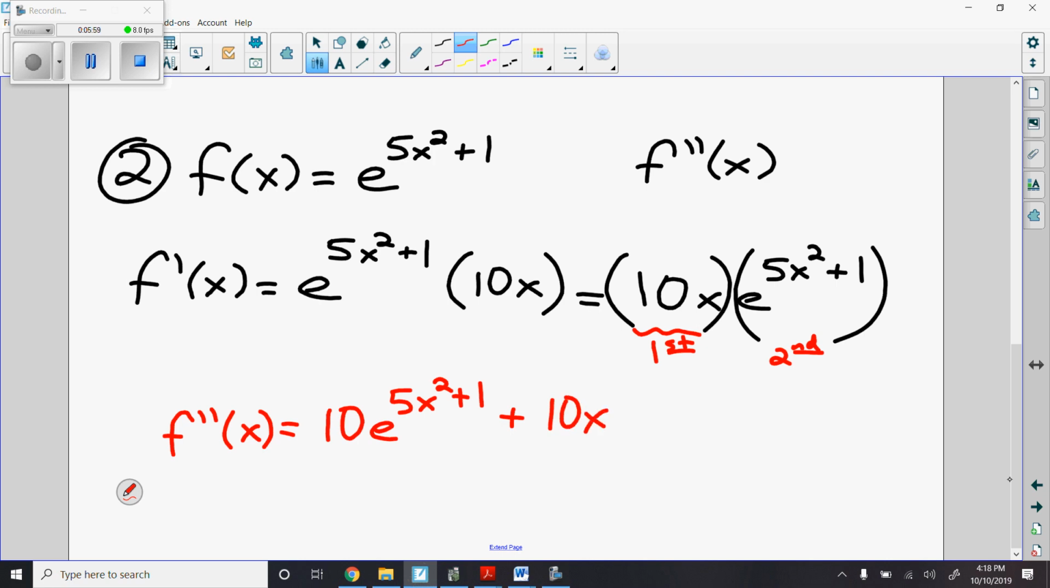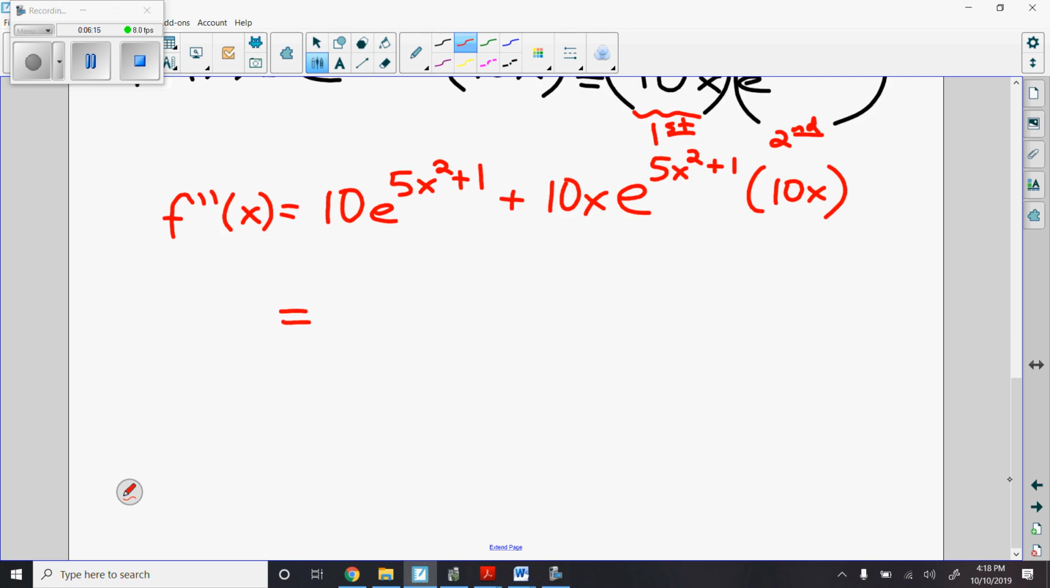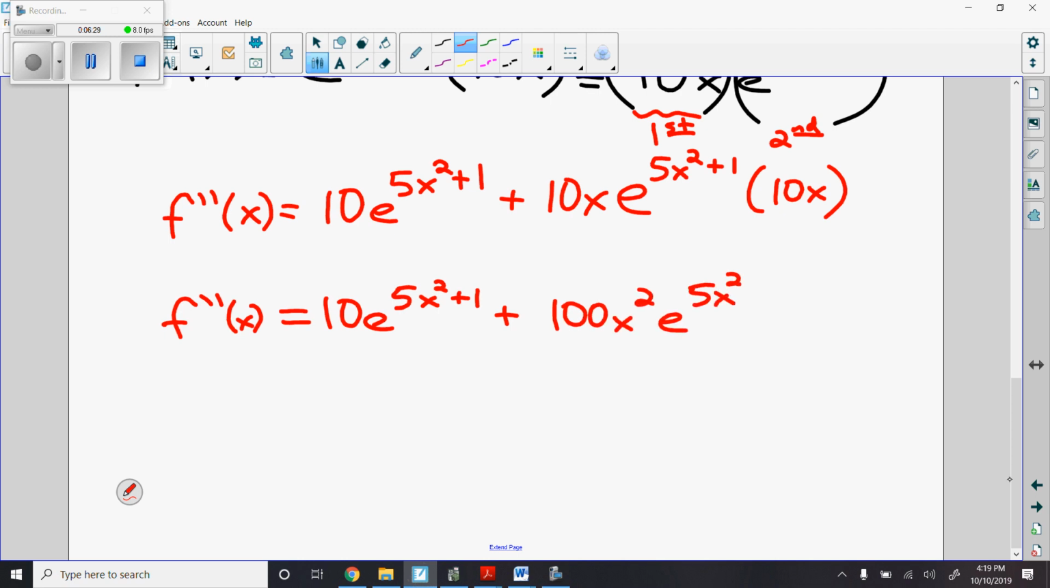But the derivative of the second here requires a chain rule. So its derivative is going to be e to the 5x squared plus 1 times 10x again. So simplifying down the second derivative, I'm going to get 10 e to the 5x squared plus 1 plus 100x squared e to the 5x squared plus 1. So more complex functions require more of a complex second derivative.